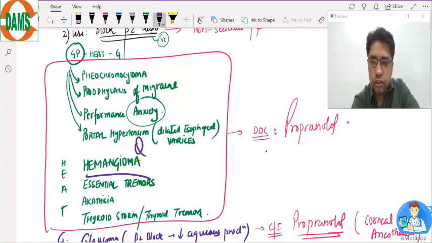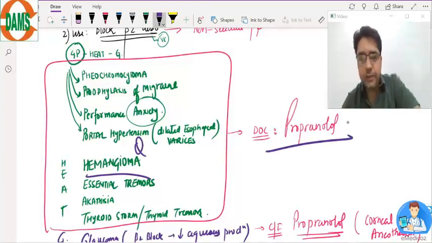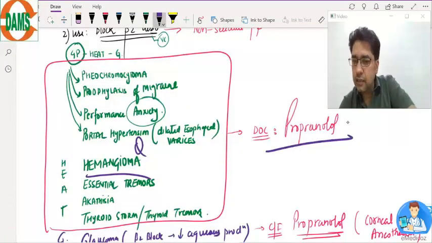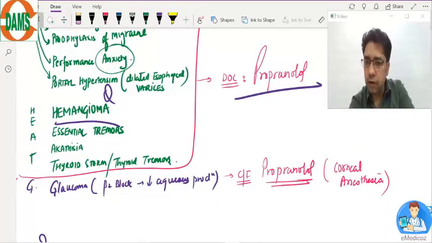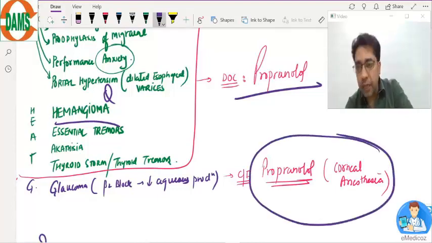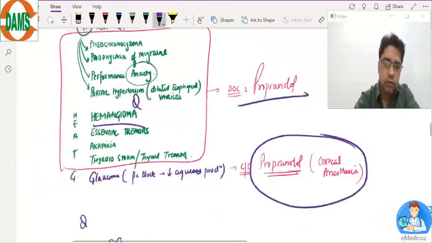Drug of choice for hemangioma, propranolol. Last year's question: essential tremor, akathisia, and thyroid storm. Glaucoma, we know we use a non-selective beta blocker, but which beta blocker will we not use? Propranolol. You know the whole list of those drugs.